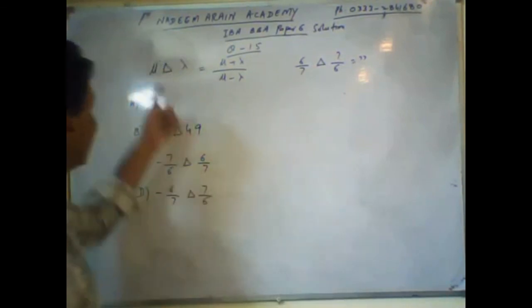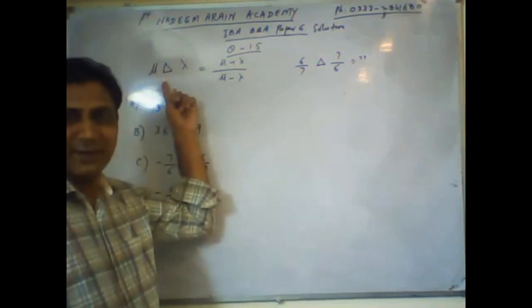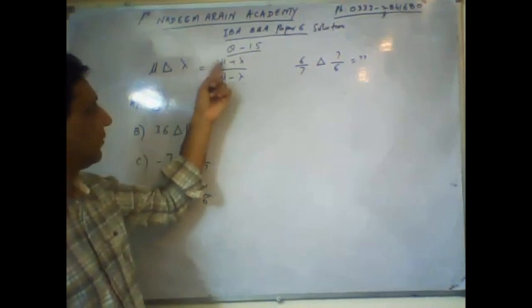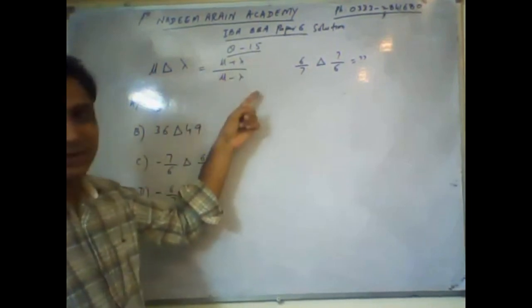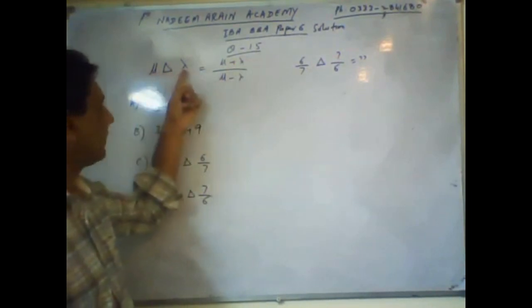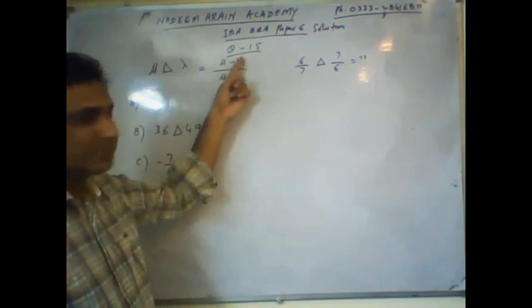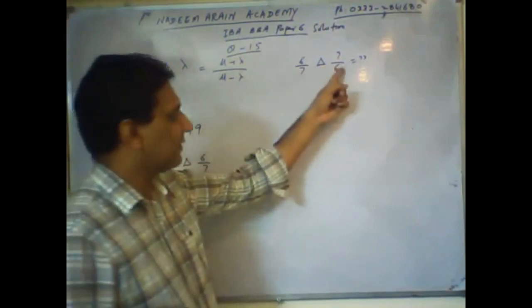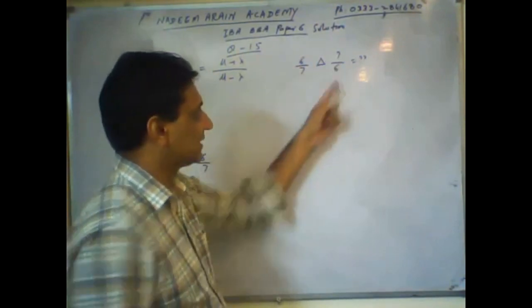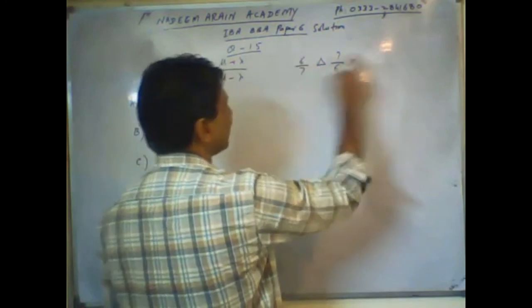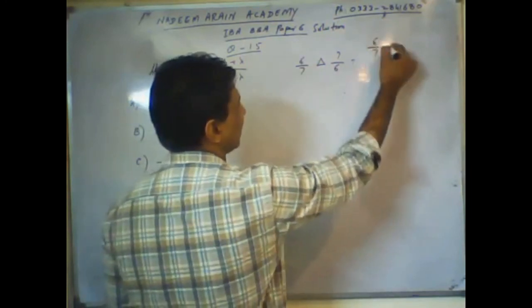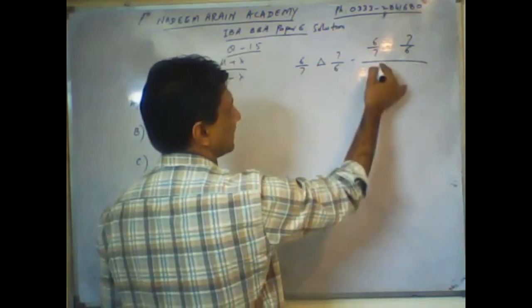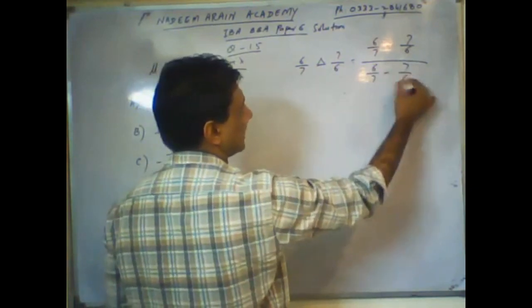This is question number 15 from past paper 6 of IBA. You are given an operation del. Mu del lambda is equal to mu plus lambda over mu minus lambda. Whenever you are given these two values, you have to add them in the numerator and subtract them in the denominator. That's what we are going to do here. 6 over 7 del 7 over 6: we will add them in the numerator, 6 over 7 plus 7 over 6, and subtract them in the denominator, 6 over 7 minus 7 over 6.